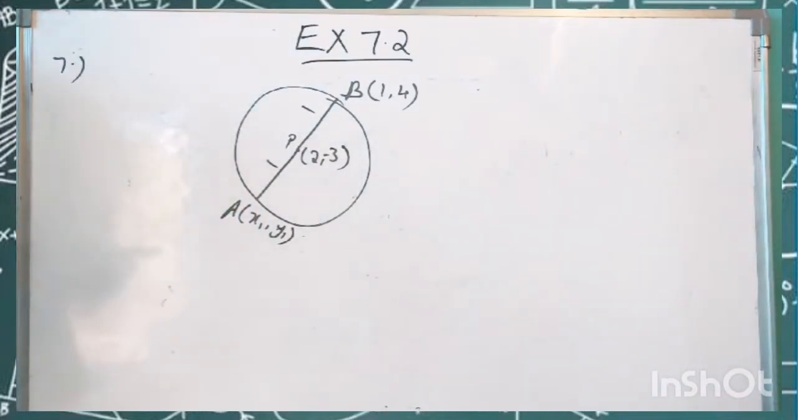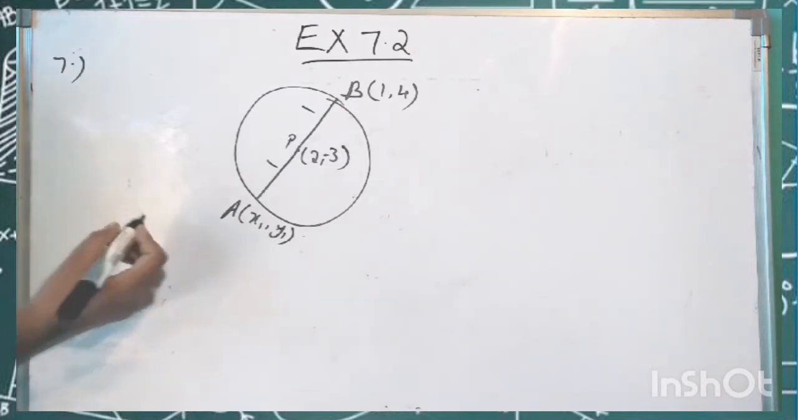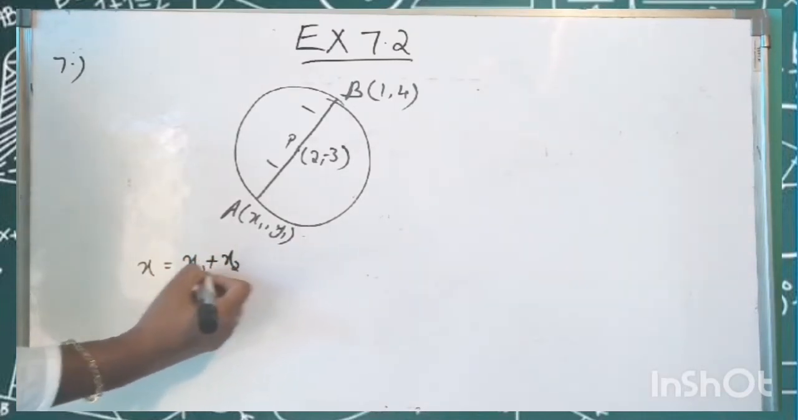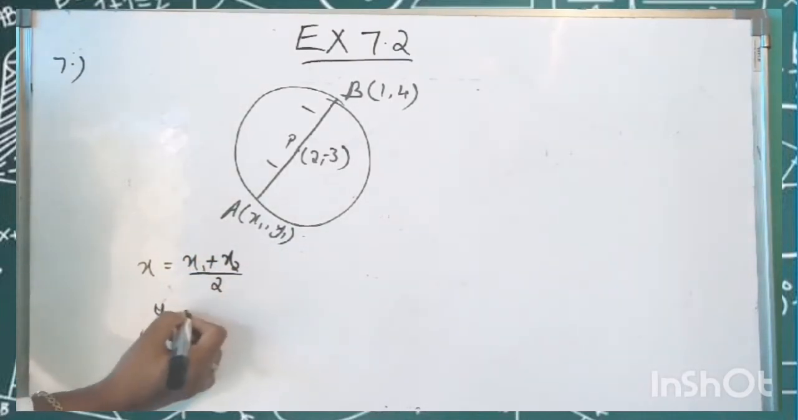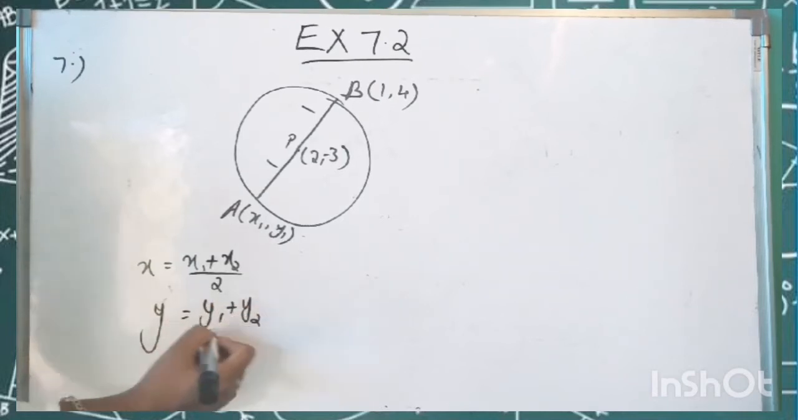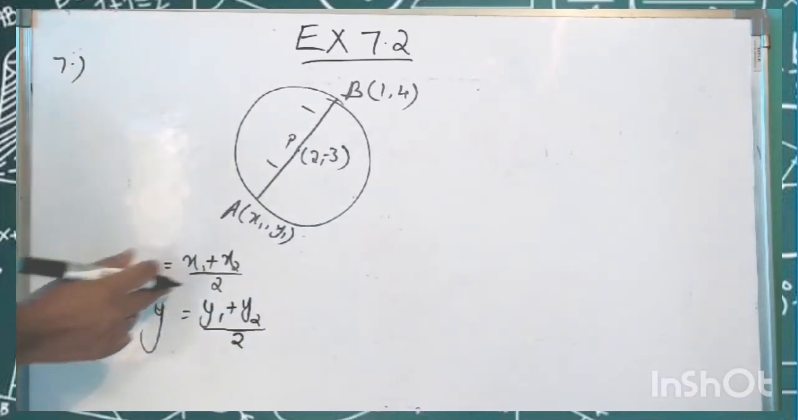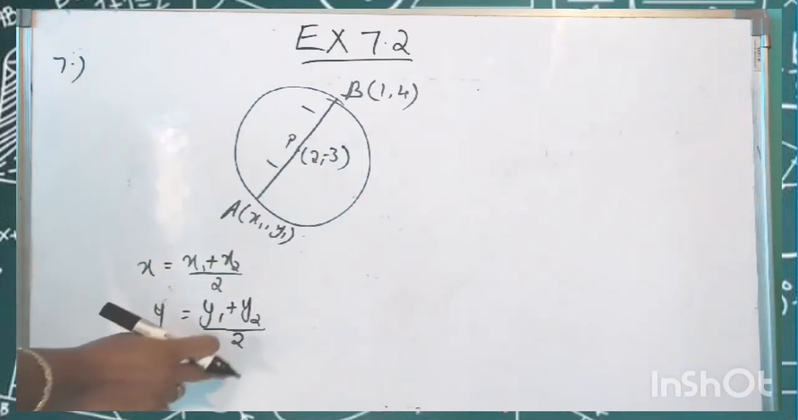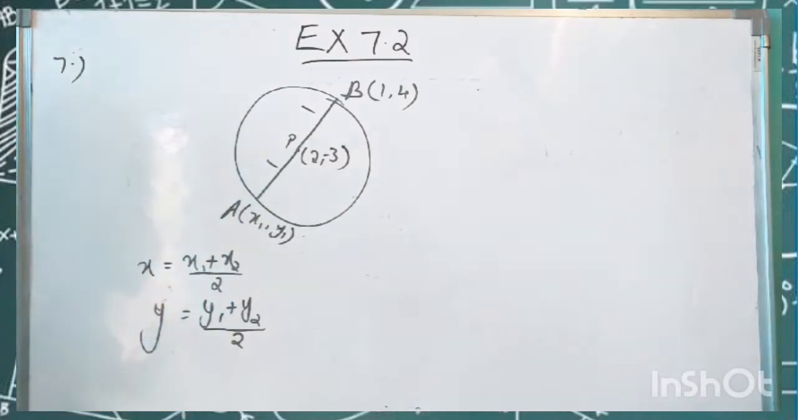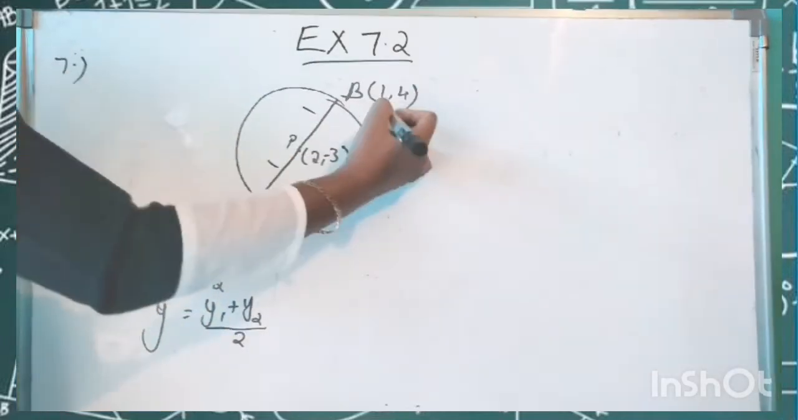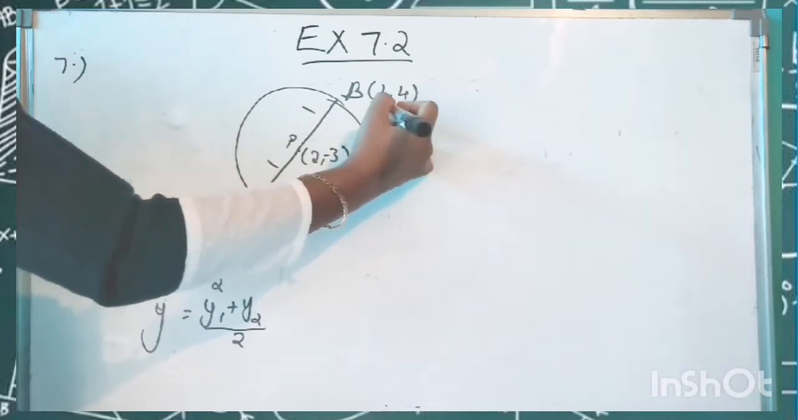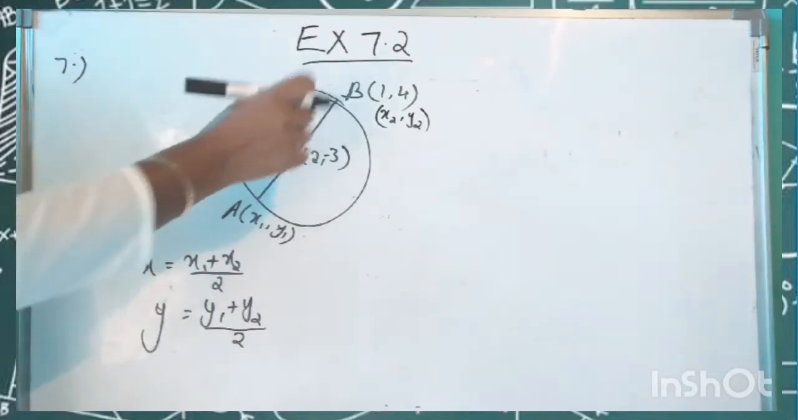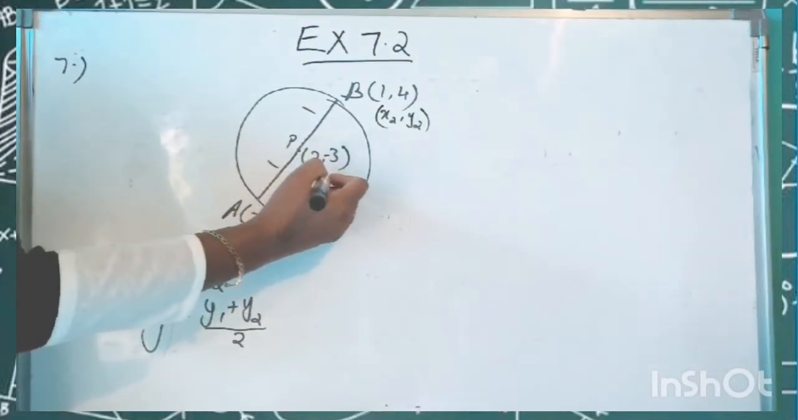Then we can use the midpoint formula. What is our midpoint formula? x is equal to (x1 plus x2) by 2, and y is equal to (y1 plus y2) by 2. Here x1, y1 is what we don't know and need to find, and this one is x2, y2. And x and y, usually we take as the point which divides our line, so this is our x and y.